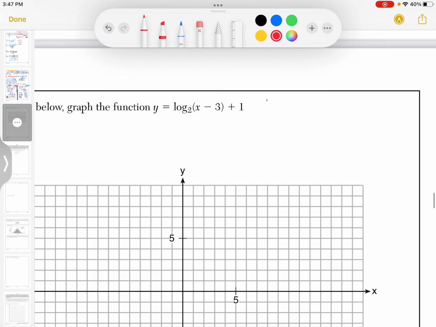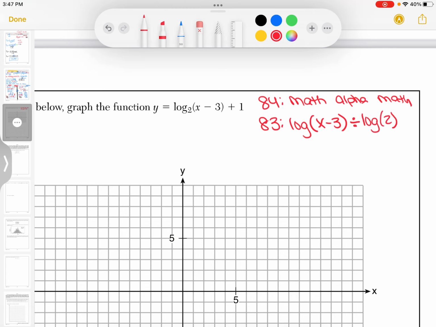So once again, depending on your calculator, if you have the 84, sorry, it is math, alpha, math. If you have the 83, it is the log change of base formula. It is the log of what's in the parentheses, or what you're taking the log of, divided by the log of the base, which is 2. And then there's a little bit more with this one. You have a plus 1 on the end as well.